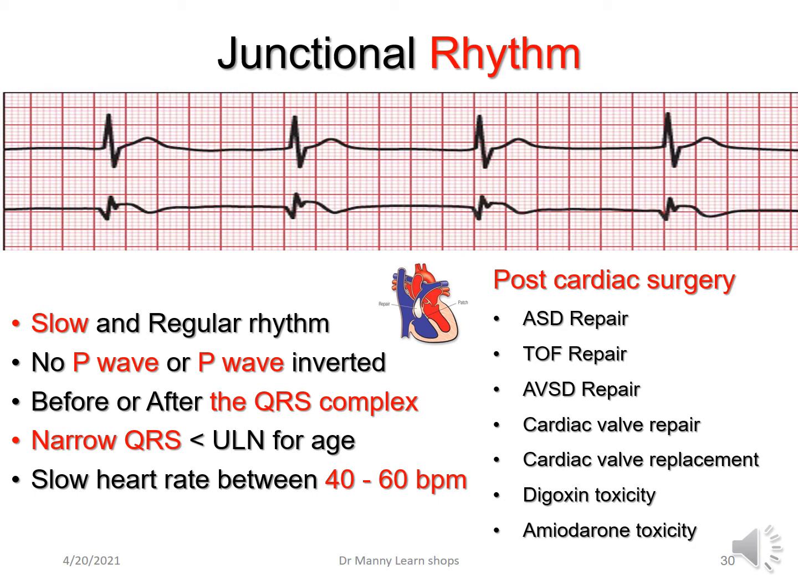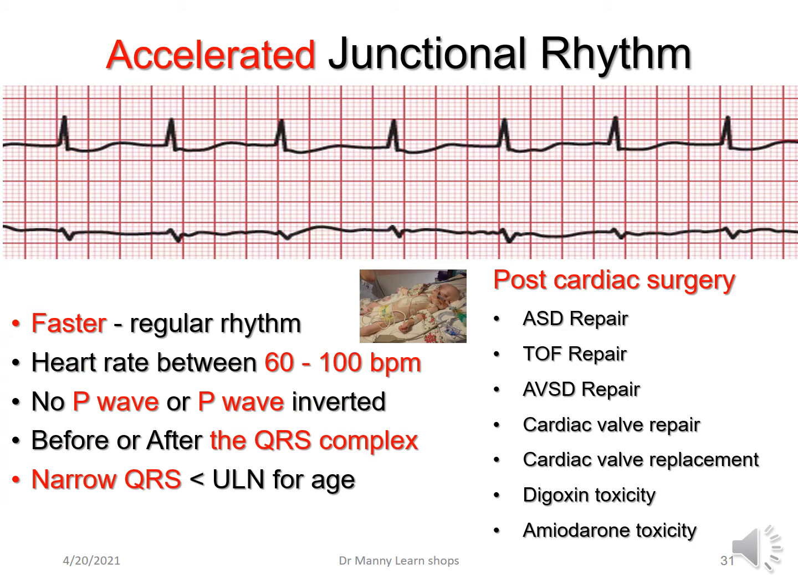That's a junctional rhythm. The SA node has failed for whatever the reason, and the junctional rhythm has come in. Or, here, it can be related to, in most situations, post-cardiac surgery. Atrial septal defect repair, tetralogy of Fallot repair, AV sequential defects, cardiac valve repair, cardiac valve replacement, digoxin toxicity, or antiarrhythmics such as amiodarone. Something has damaged the SA node in the process, and the junctional rhythm is the secondary backup pacemaker that comes in, otherwise your patient will be asystolic.